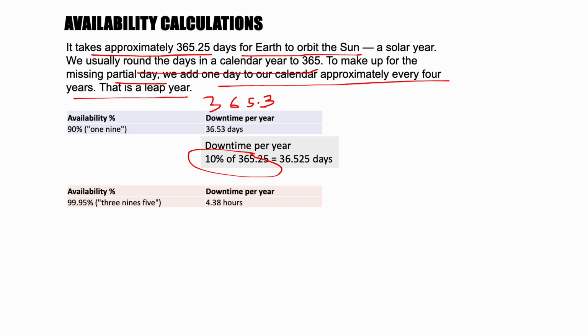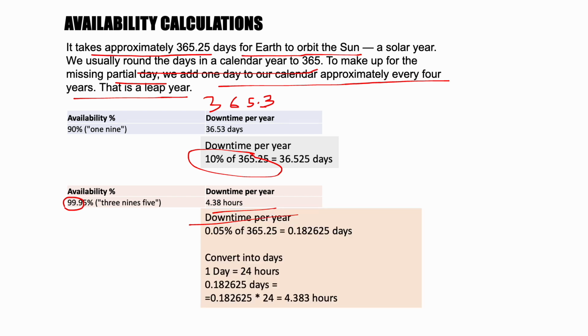If it is 99.95% available, and it can be called 3 nines because we are seeing 3 nines availability, that means downtime of 4.38 hours. How do we arrive at this number? Exactly similar question, similar calculation. It is 0.05% downtime of 365.25 days. If you calculate, you will find that this amounts to 0.18 days.